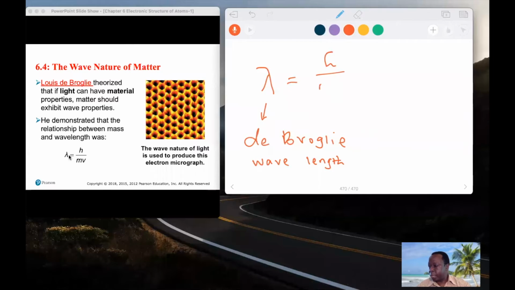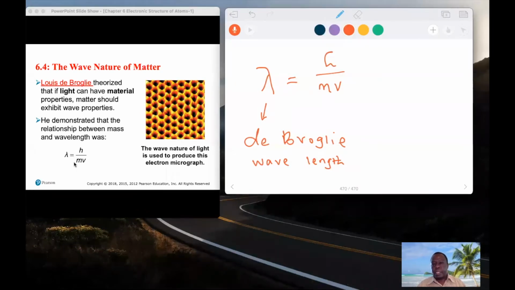He proposed that this is the equation for calculating the wavelength of matter. Anything you can think of, like something you can feel. You'll see problems talking about a baseball, or an airplane moving at a certain speed. So in other words, treating matter as light, which means we can calculate what we call the de Broglie wavelength.